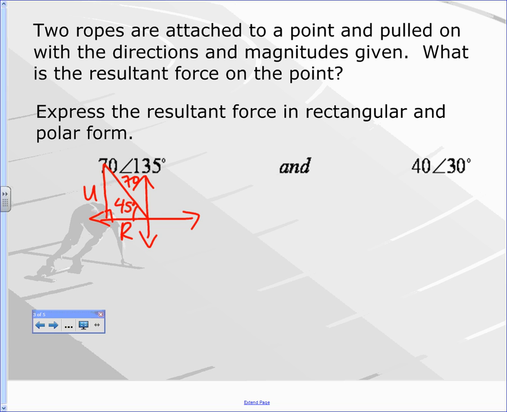So you got your R and your U. Where would this one be drawn? First quadrant. What is your angle? And that's your R and your U. Your hypotenuse is 40. We've done this part before, right?